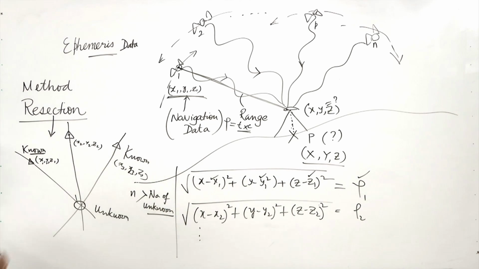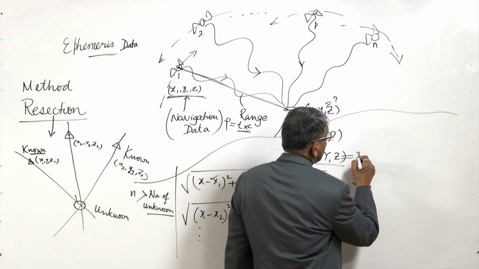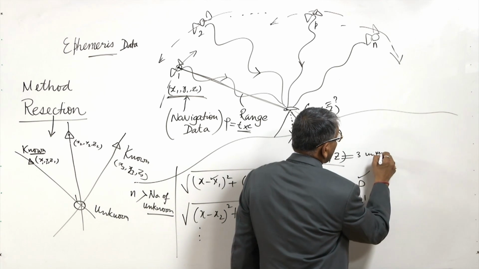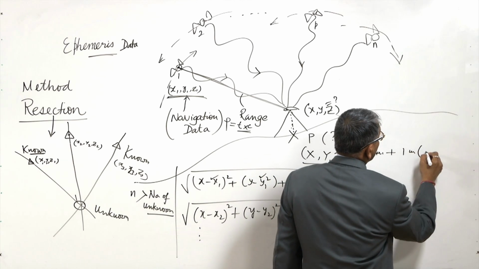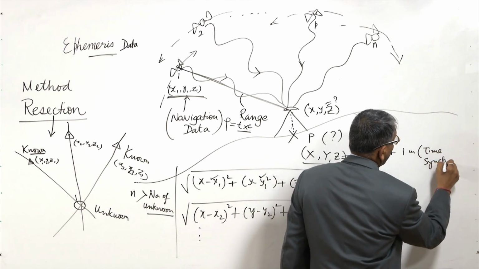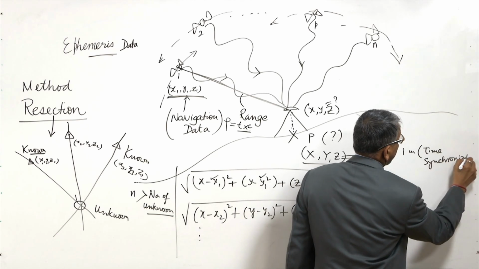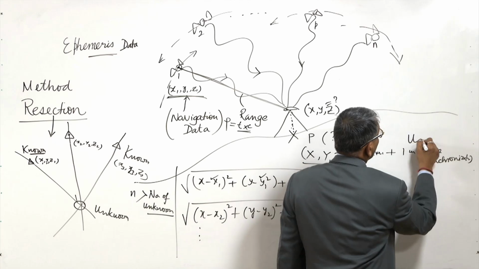Now in case of GPS, it is x, y, z, that means 3 unknowns, plus 1 unknown which is due to time synchronization. What is this? Error, that means one more unknown.